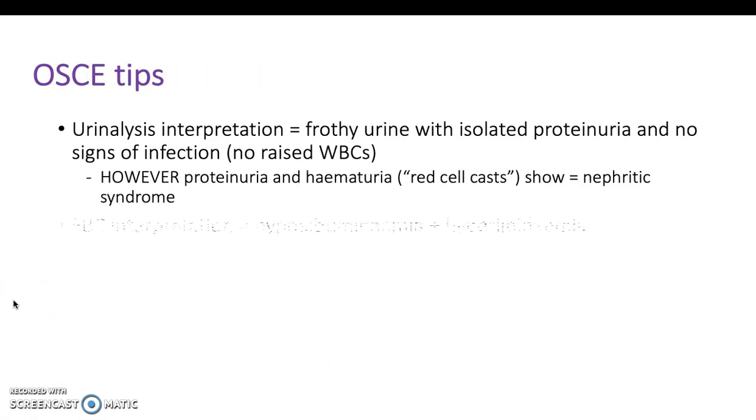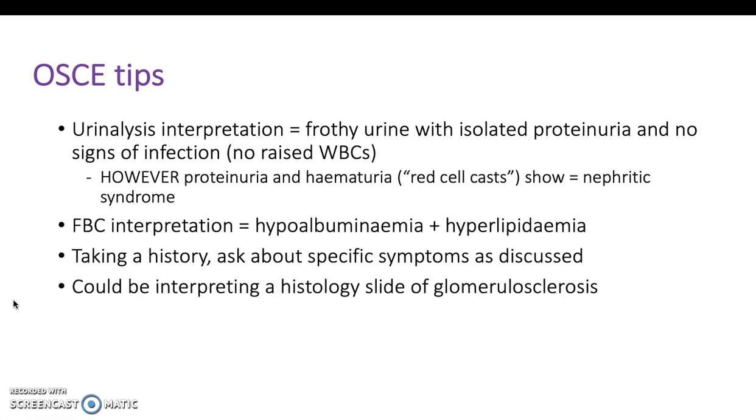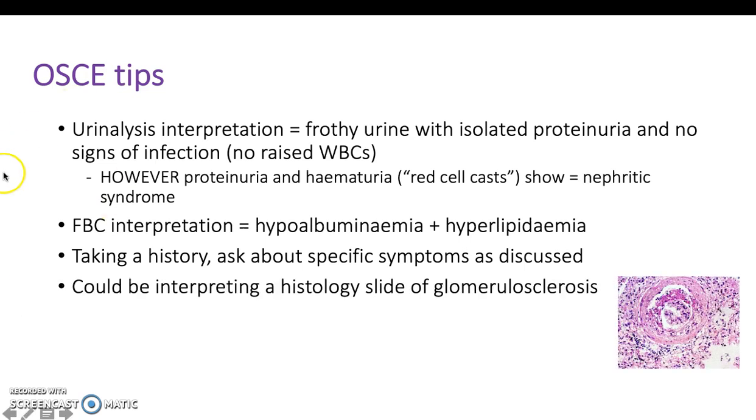So some OSCE tips. So this is what I think may come up, or you may be asked in terms of nephrotic syndrome. So interpreting a urinalysis, you want to see if the urine is frothy, because this is a really good sign there's proteins in it. And if there's only raised protein and no other signs of infection, so no other white blood cells, then you could be thinking nephrotic syndrome as a differential.